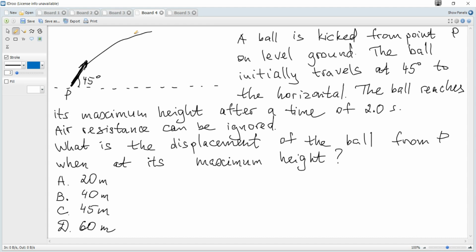A ball is kicked from point P on level ground. The ball initially travels at 45 degrees to the horizontal. The ball reaches the maximum height after a time of 2 seconds. Air resistance is negligible. What is the displacement of the ball from P when at its maximum height?